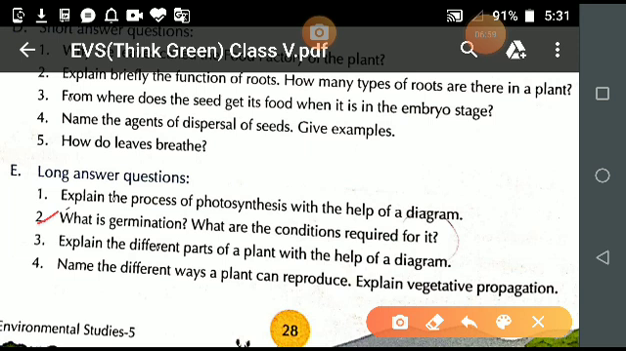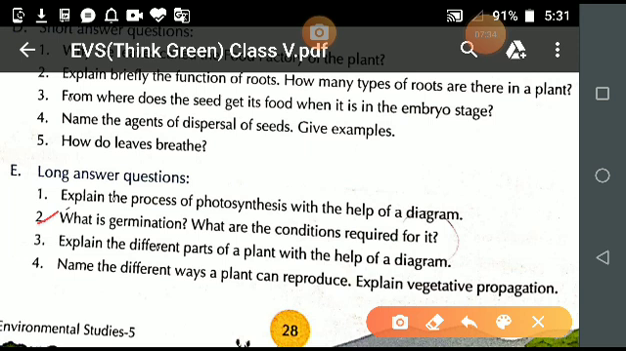Now what happens, students? When you put the seed in the soil and also you are watering the soil, then what happens? The seed absorbs water. I already explained to you: if you see the seed coat, there is a hole, and this hole allows water to move inside the seed. Is it clear?